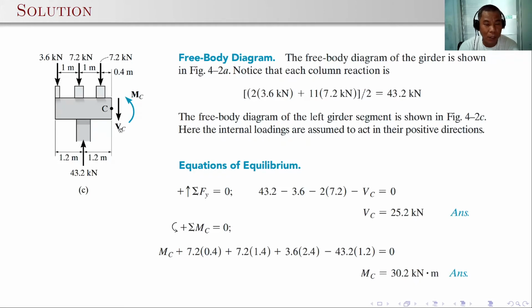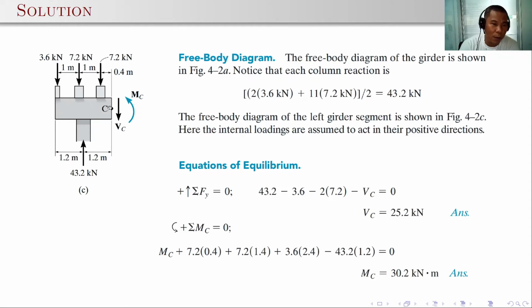So if we sum up vertical forces, we have 43.2 kilonewton minus 3.6 minus 7.2 minus 7.2 minus V sub C, then equate to 0. In this particular problem, V sub C is equal to 25.2 kilonewton, which is positive. So that means our assumed direction is correct.